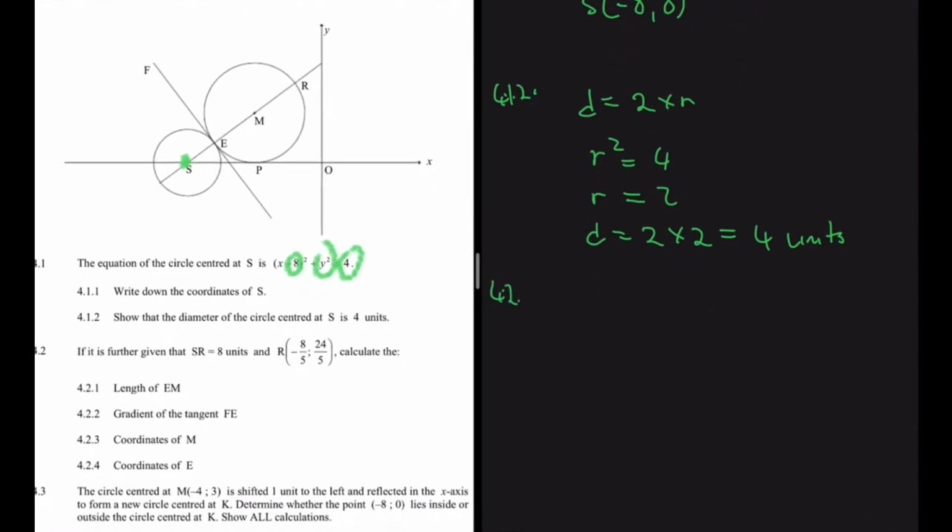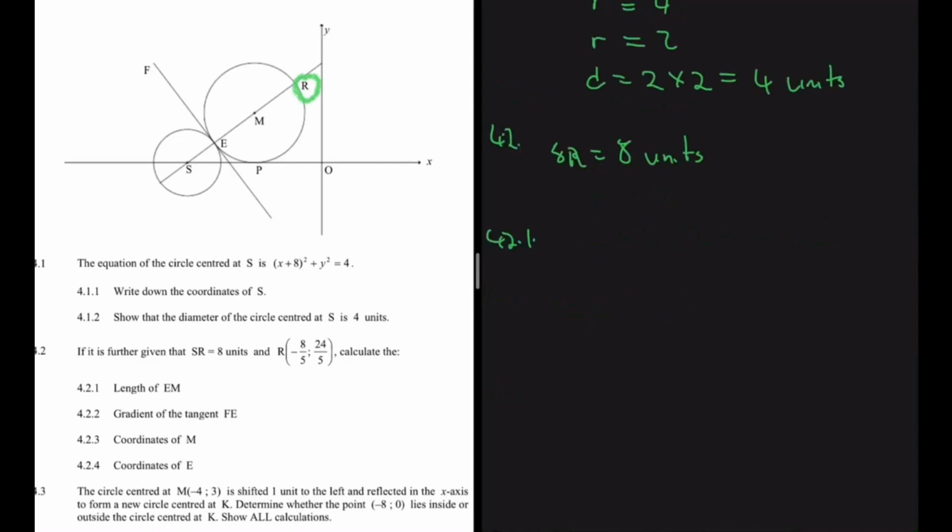4.2 says that if it is further given that SR is equal to 8 units, right? So SR is equal to 8 units. Problem solving 101: you have to write down the given information, right? And then R has coordinates (−8/5, 24/5). Yes, R here. And then 4.2.1 says, let's find the length of EM. So let's denote EM on our sketch. So here's EM, the radius of our big circle, right?